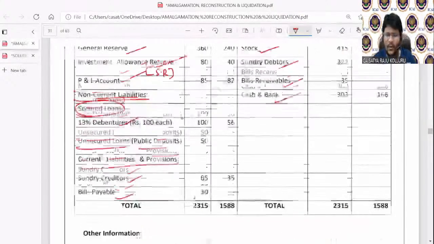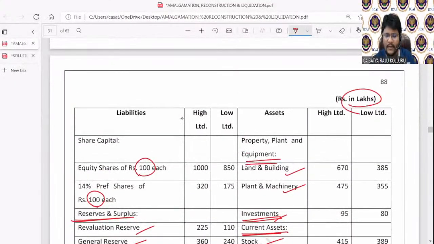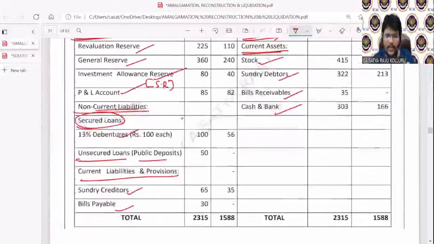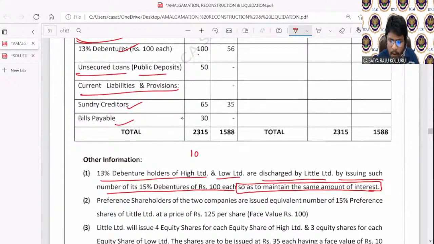First, let me check what the existing amount of interest is. In the entire problem, rupees are in lakhs. Here 100 lakhs worth of debentures are there, and here 56 lakhs worth of debentures are there. What is the existing amount of interest? 100 lakhs into 13%, 13 lakh is the interest here. 56 lakhs into 13% is 7.28 lakh interest here. Am I right? Now what do they want?